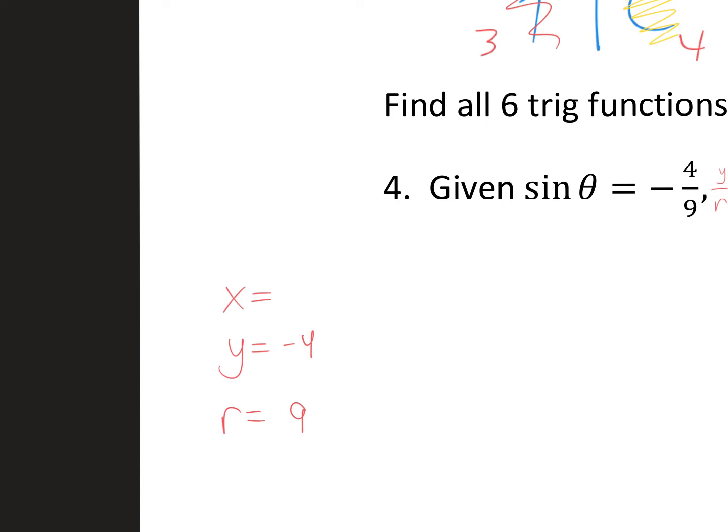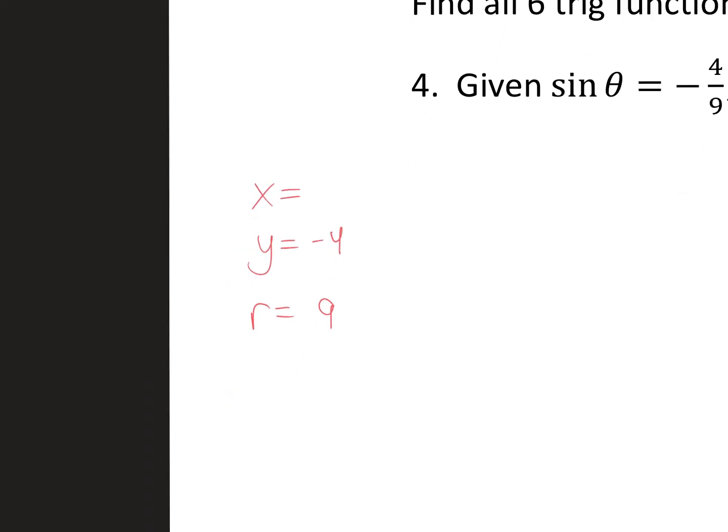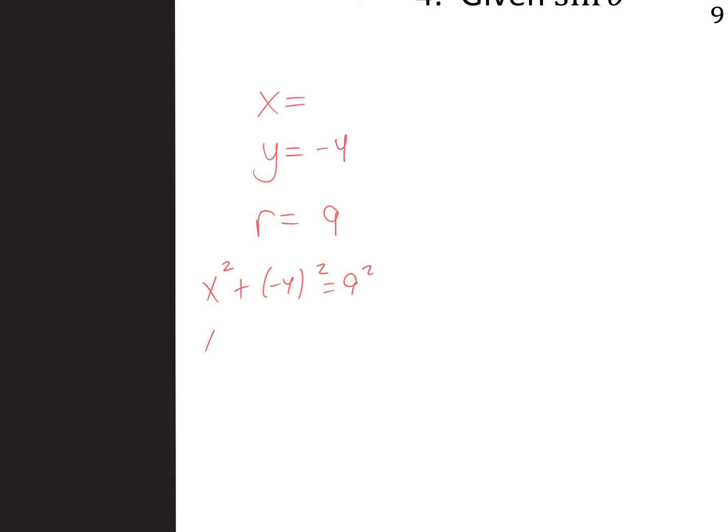Now from this point, can we easily find our x value? Yes. x squared plus -4 squared equals 9 squared. So x squared plus 16 equals 81. Subtract 16 from both sides. So x squared equals 81 minus 16.